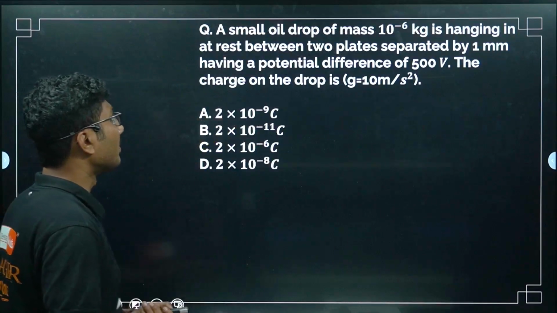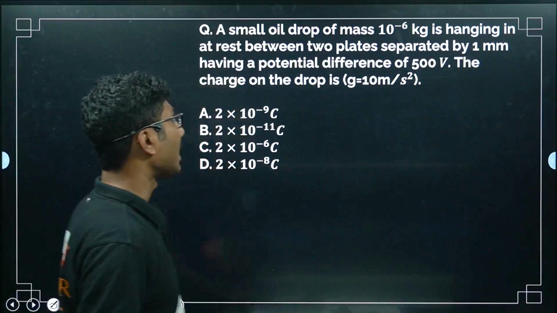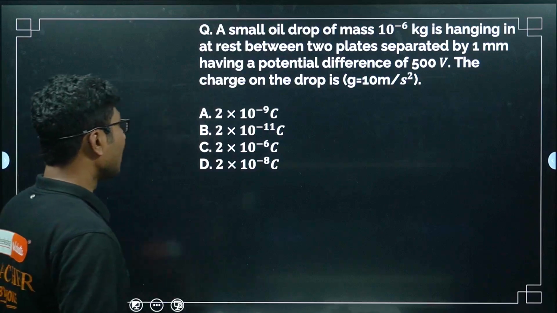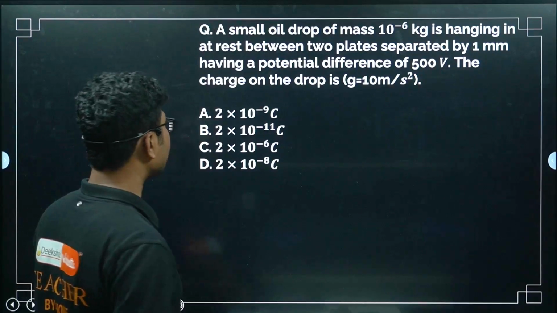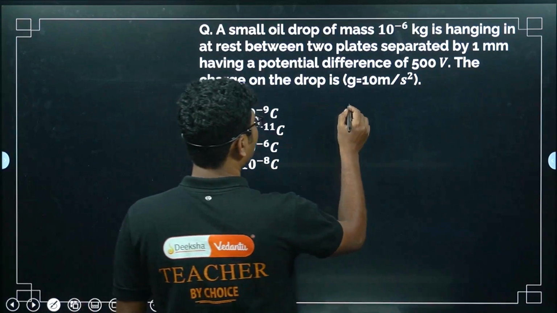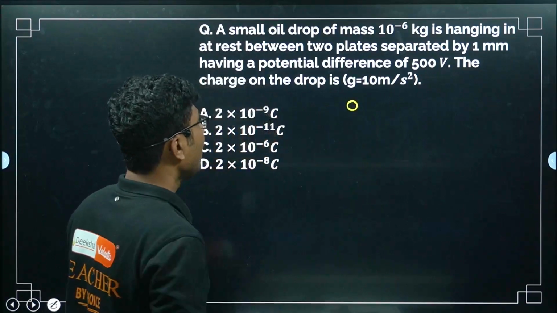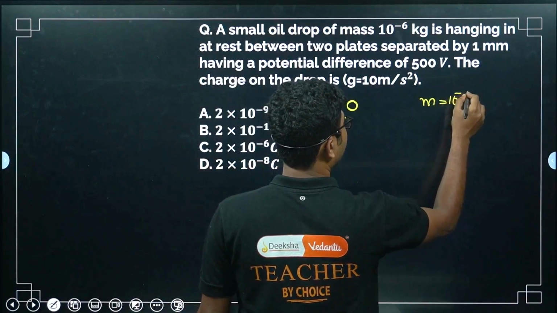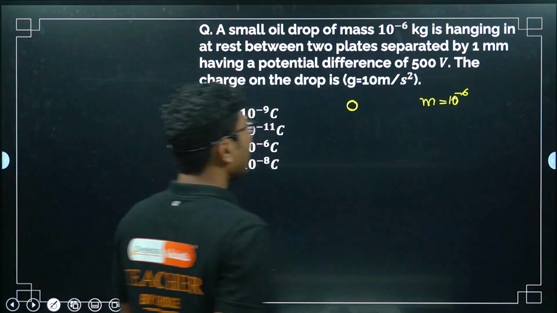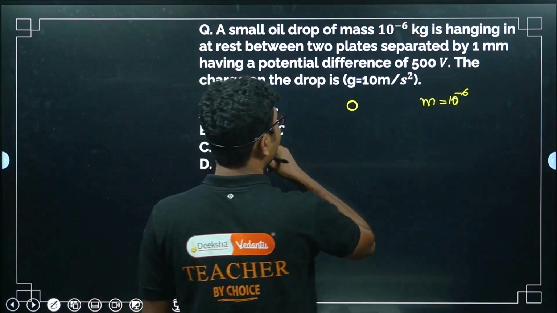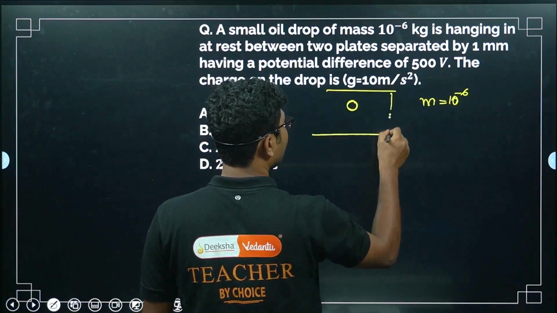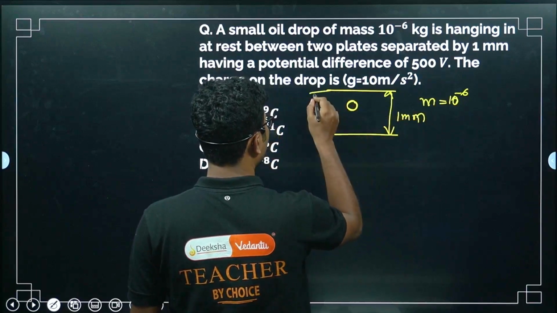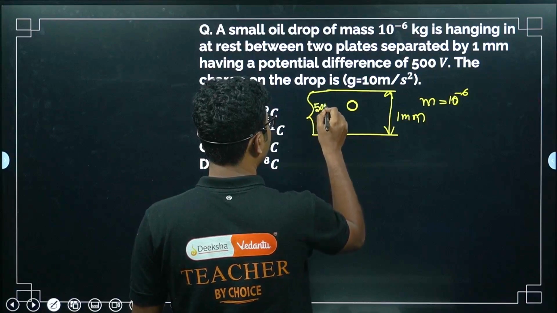Next, a small oil drop of mass 10 to the power of minus 6 kilogram is hanging at rest between two plates separated by 1 millimeter, having a potential difference of 500 volt. The charge on the drop is? So what is the thing? A small oil drop, okay, mass is 10 to the power of minus 6 kilograms, right? Okay, and at rest between plates, the plates are separated by 1 millimeter, and the potential difference is 500 volts. Don't think this is a capacitor problem.